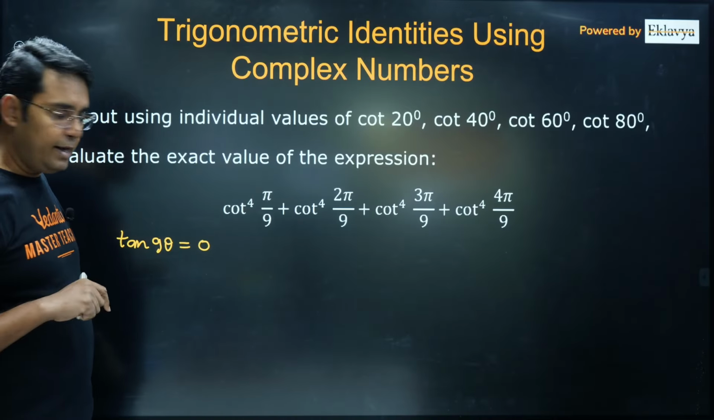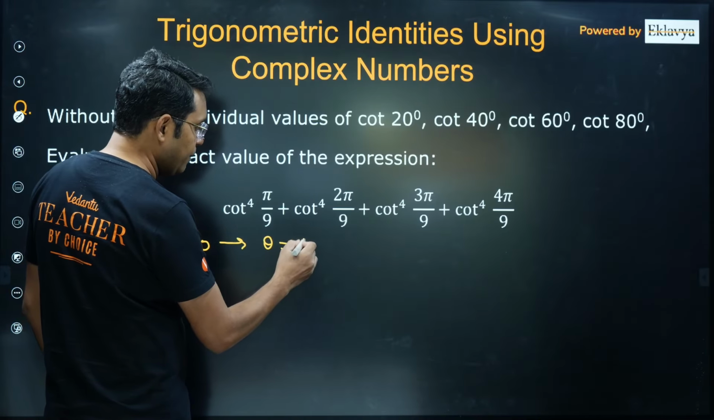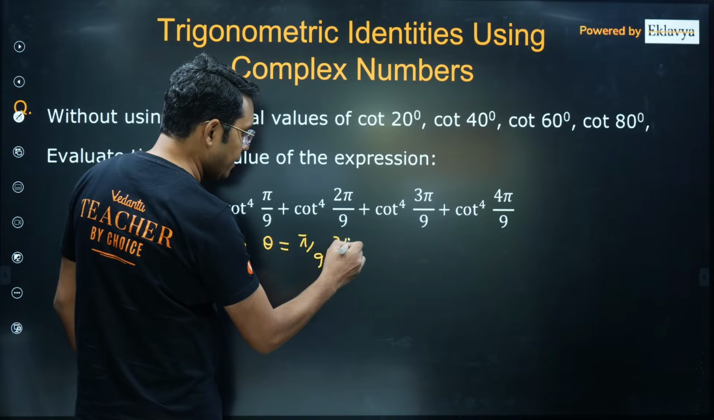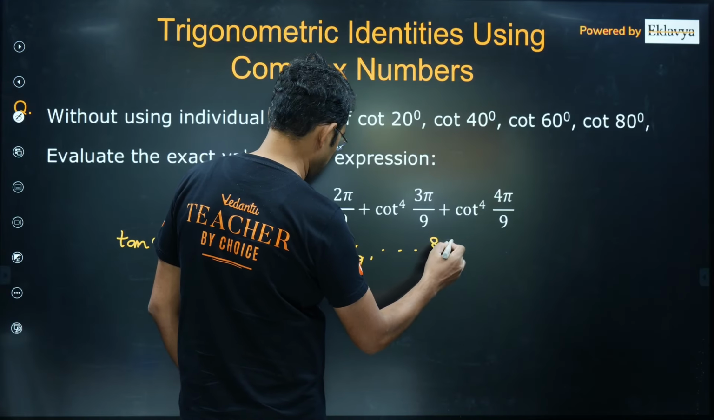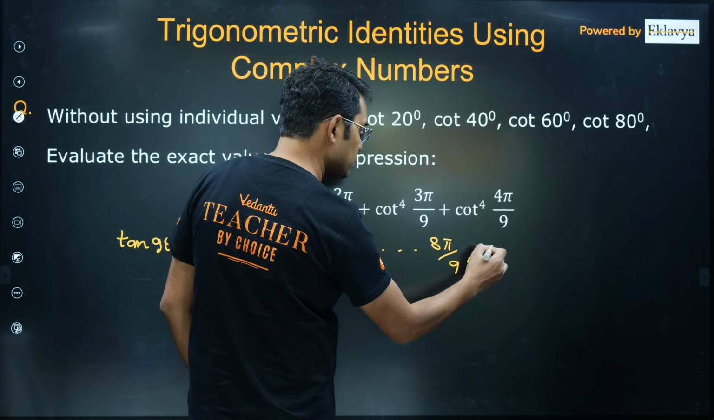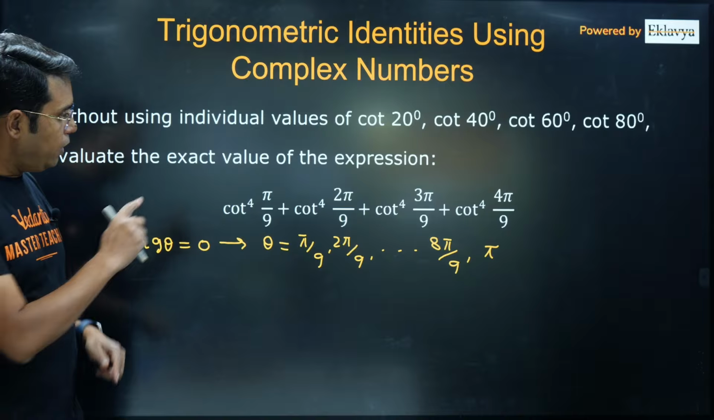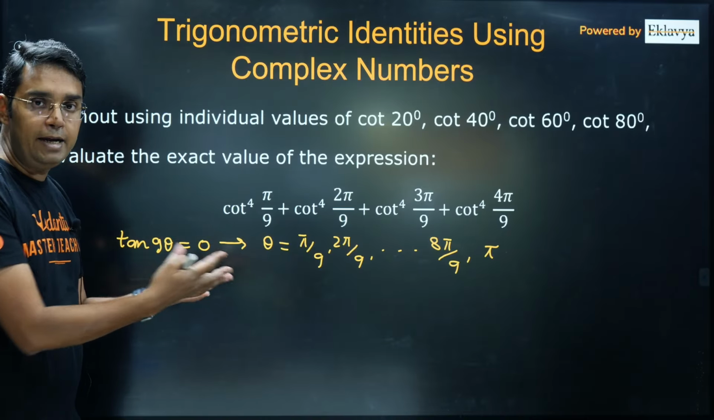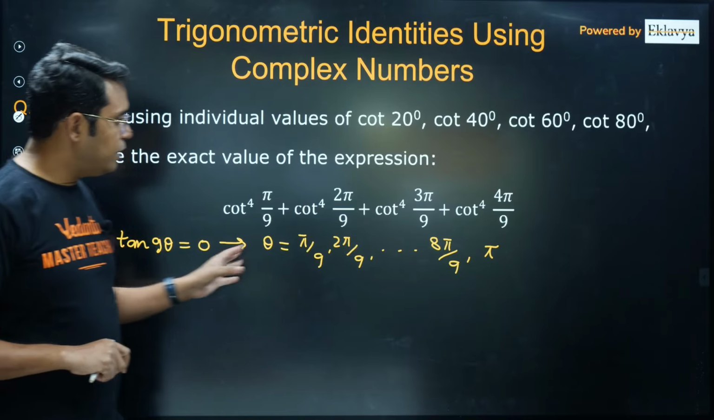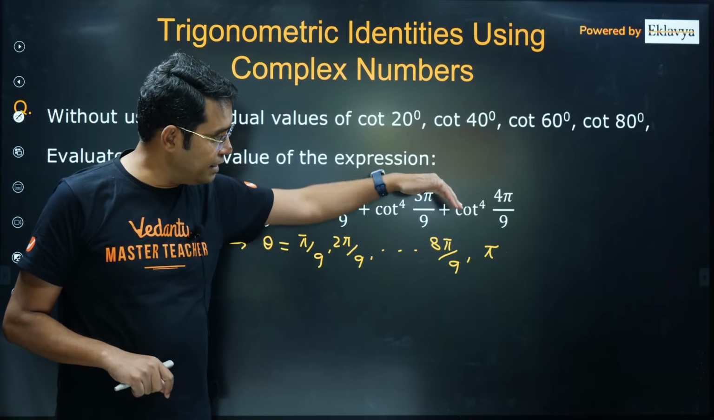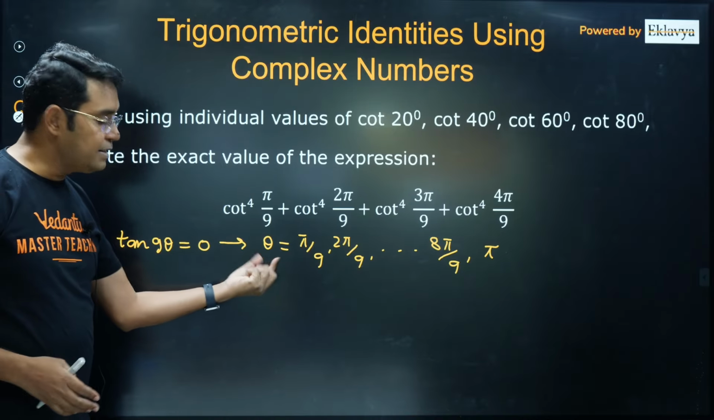Now if I take tan 9 theta equal to 0, that means the possible values of theta can be pi by 9, 2 pi by 9, and so on. I think it can be up to 8 pi by 9, and why not 9 pi by 9, so pi? Maybe I could have taken 0 here. Try to understand: tan being a periodic function, all the values for the remaining angles coming beyond that will have the same values that the initial values are having.